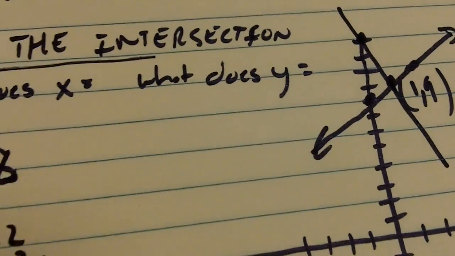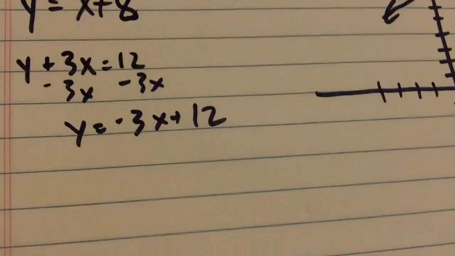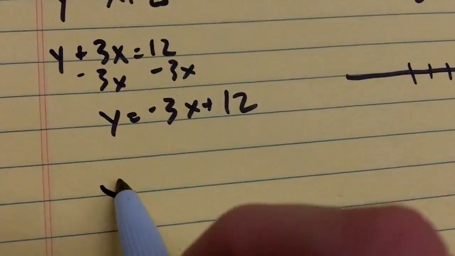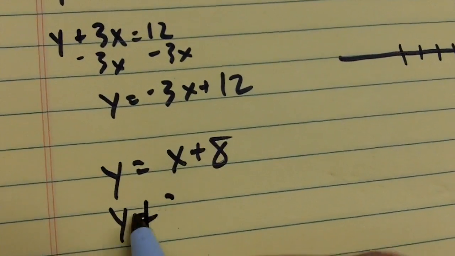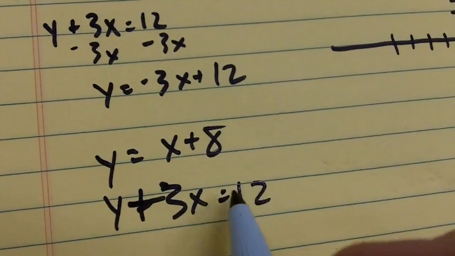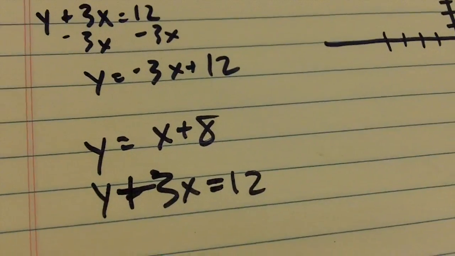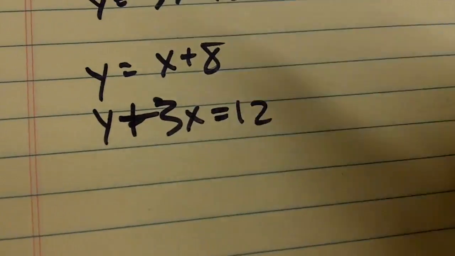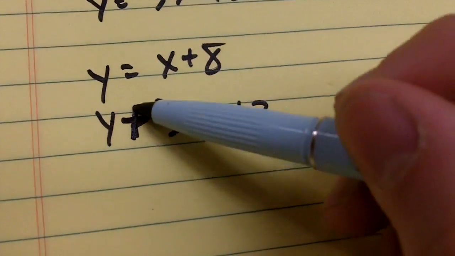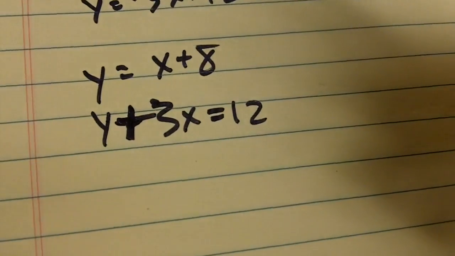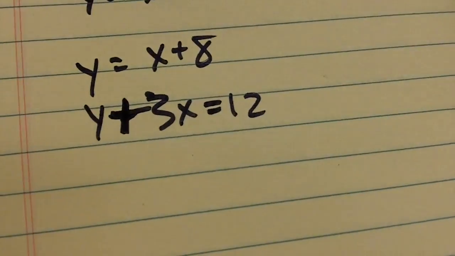What we talked about today was a quicker and better way. So let's restart with this problem. y equals x plus 8, and y plus 3x equals 12. The trick is that if all I want to know is what x and y are when they intersect, then if I know what x or y is, I can go put it in the other problem. I can just plug it in and see what I get.